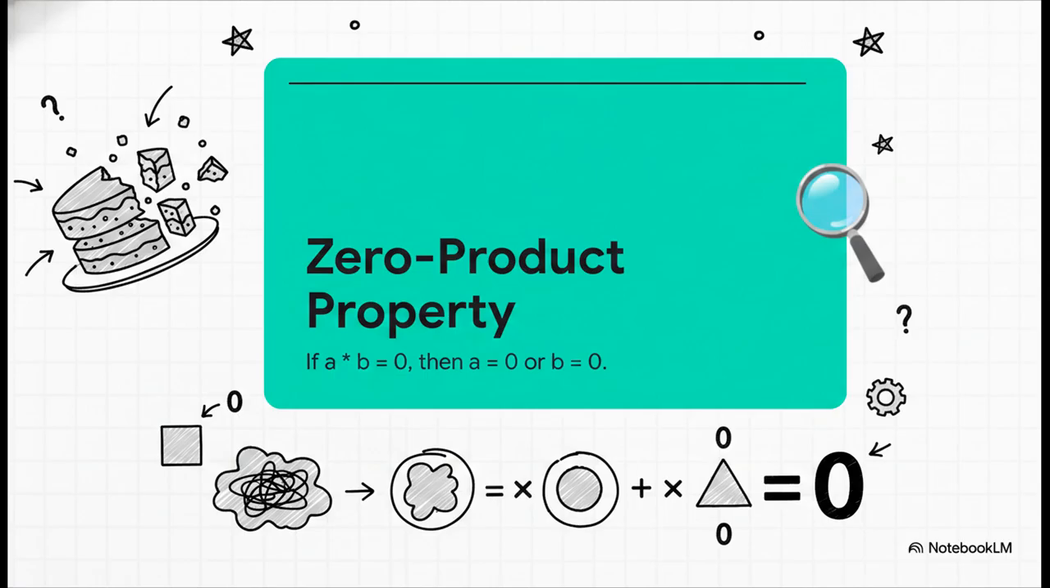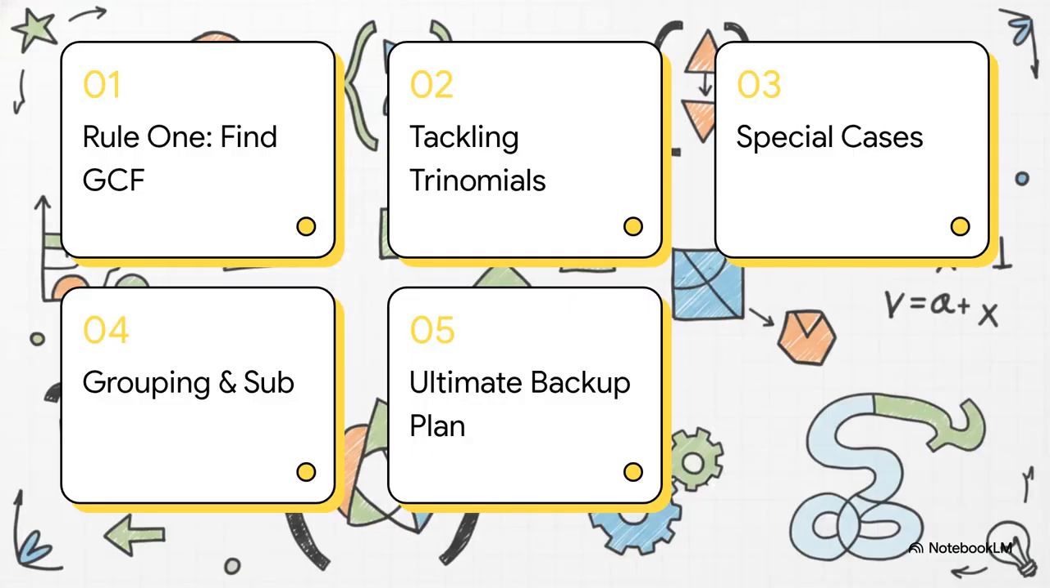Now, the whole reason we want to unbake this mathematical cake comes down to this absolutely crucial concept, the zero product property. It simply states that if A times B equals 0, then A equals 0 or B equals 0. This property is our absolute ultimate goal. If we can break a messy, expanded equation down into multiplied, bite-sized pieces that equal 0, finding the actual answer becomes incredibly simple. Because 0 multiplied by anything, a circle, a triangle, whatever messy variable you have, is always going to be 0.